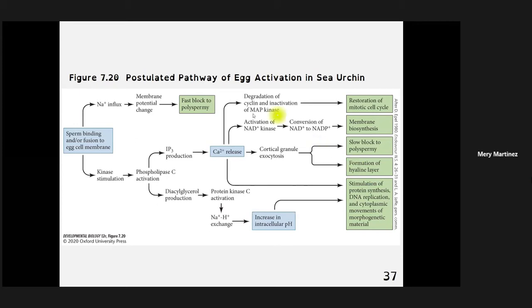At the same time, this diacylglycerol production activates the protein kinase C that have an exchange in pumps. In here, sodium and hydrogen will increase the pH, and that will put back into the cycle that egg. So now it's completely activated. DNA replication can start, and then cytoplasmic movements are going to start being put in place so the egg can now become a zygote. Is this clear? This is the schema here? Yep, okay.